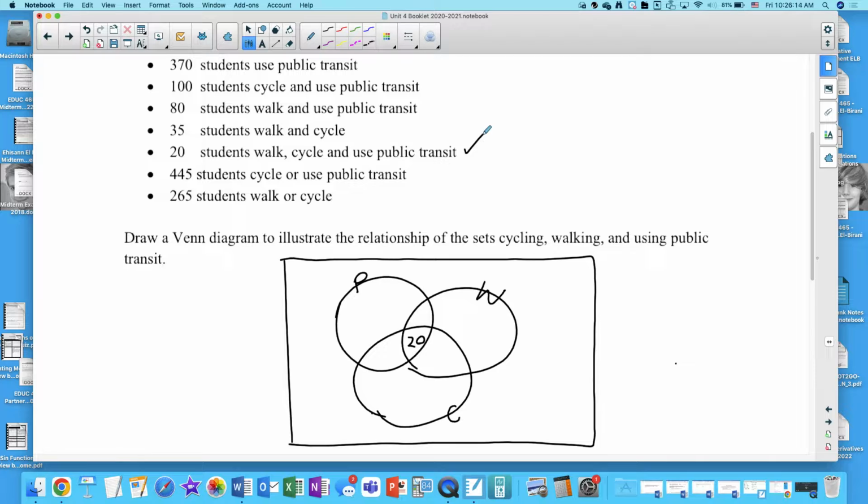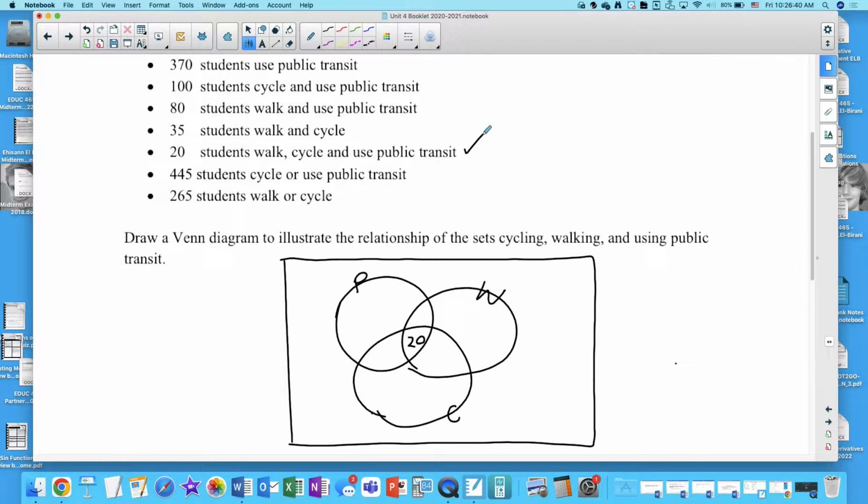Like just this part? Okay. Just walking, just cycling, just public transit. Okay, do we have that information? We know that 370 students use public transport, but that's the entire circle. Yeah. So ideally, essentially what you need to do is fill out regions where you only have one unknown, right?